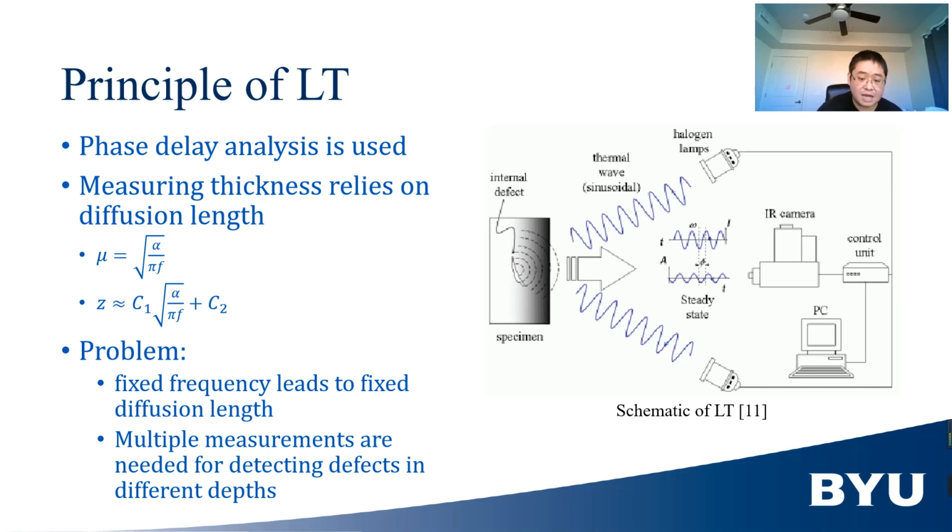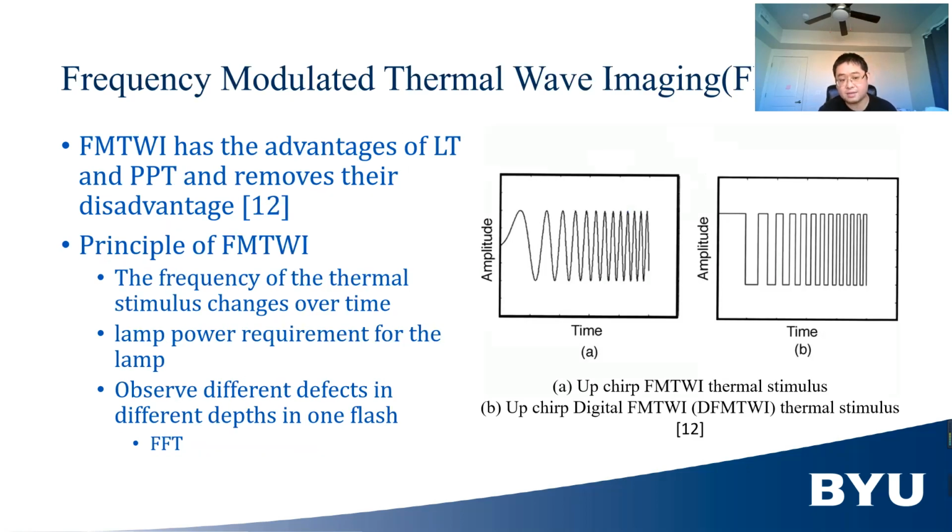So we have to solve this problem by creating frequency modulated thermal wave imaging, FMTWI. It has the advantages of LT and PBT and removes their disadvantages. The basic principle is to emit a thermal signal that has a changed frequency over time. Now let's see this figure. This figure shows a sinusoidal wave that is gradually increasing its frequency, which is called an upchirp FMTWI thermal stimulus.